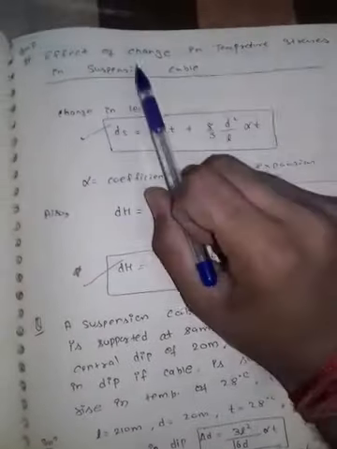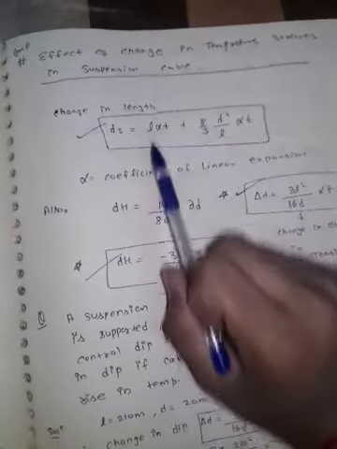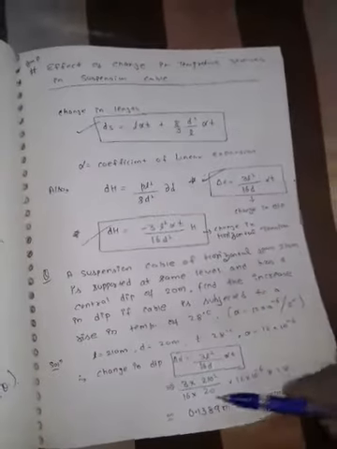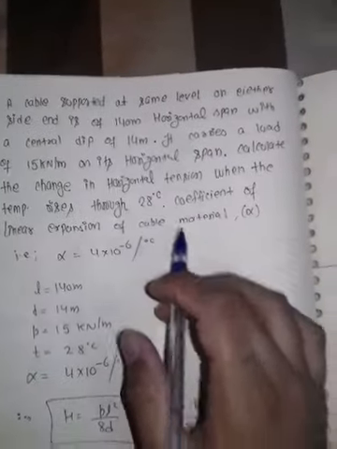In the previous lecture, we discussed the effect of the change in temperature stresses caused in the suspension cable, and we derived these three formulas and solved one numerical based on this. Now we are solving one more numerical to find out the change in the horizontal tension.